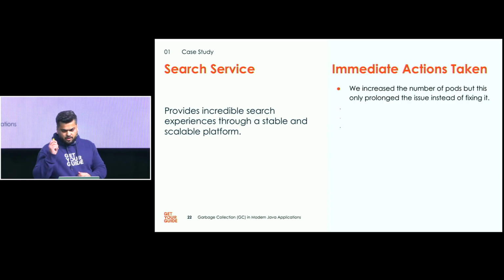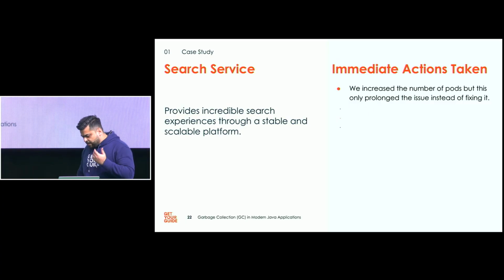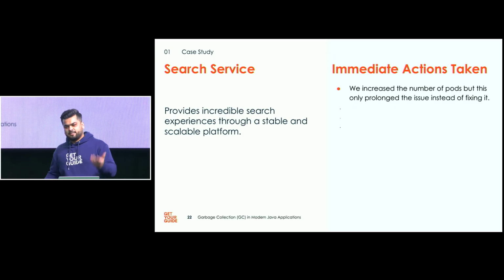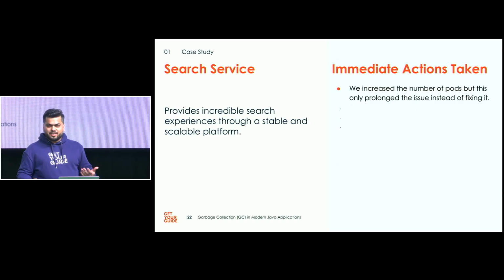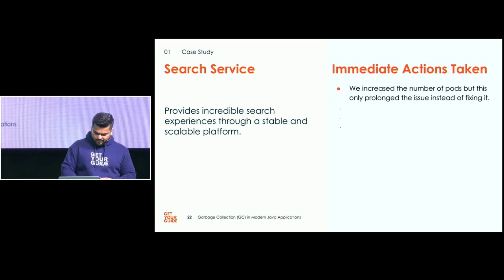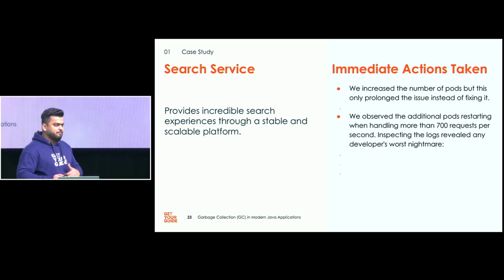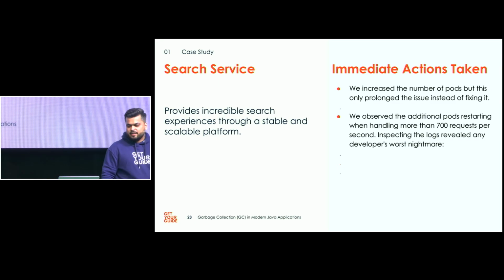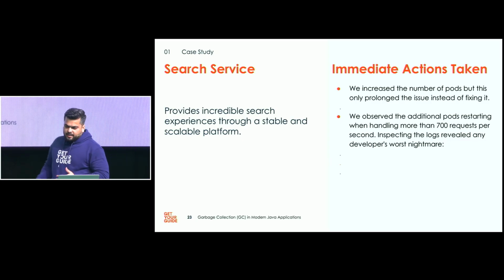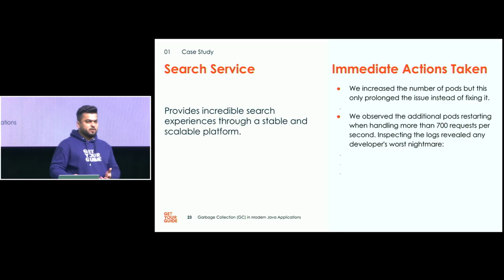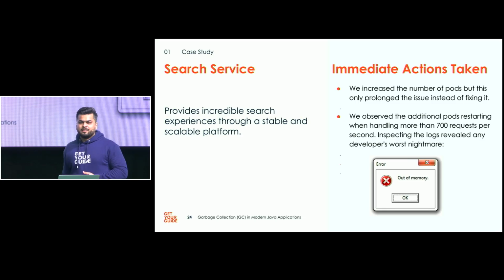Root cause, or the immediate actions that we took. The most sensible one that I expect every one of you would do is basically go and increase the resources, increase the number of pods, and that's exactly what we did. It provided us some bandwidth, like a couple of days before we got into a similar situation again. We also noticed that the additional pods could only work up to certain limits, and after receiving more than 700 requests per second, they also started to restart. And when we investigated the logs, it revealed any developer's worst nightmare, the out of memory.